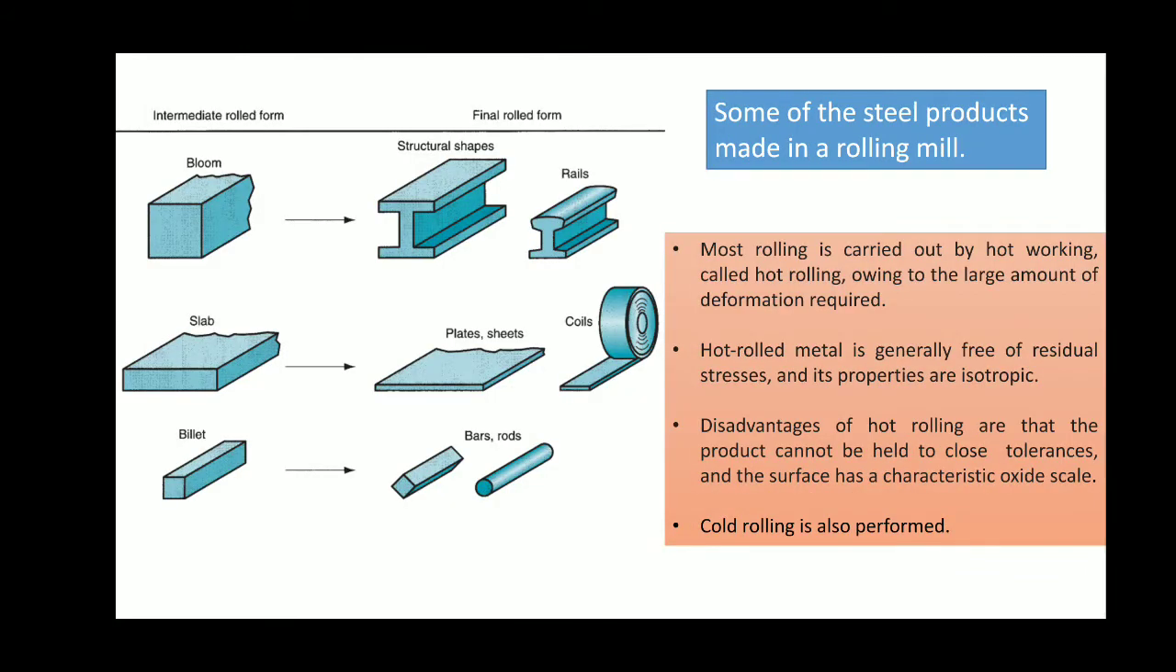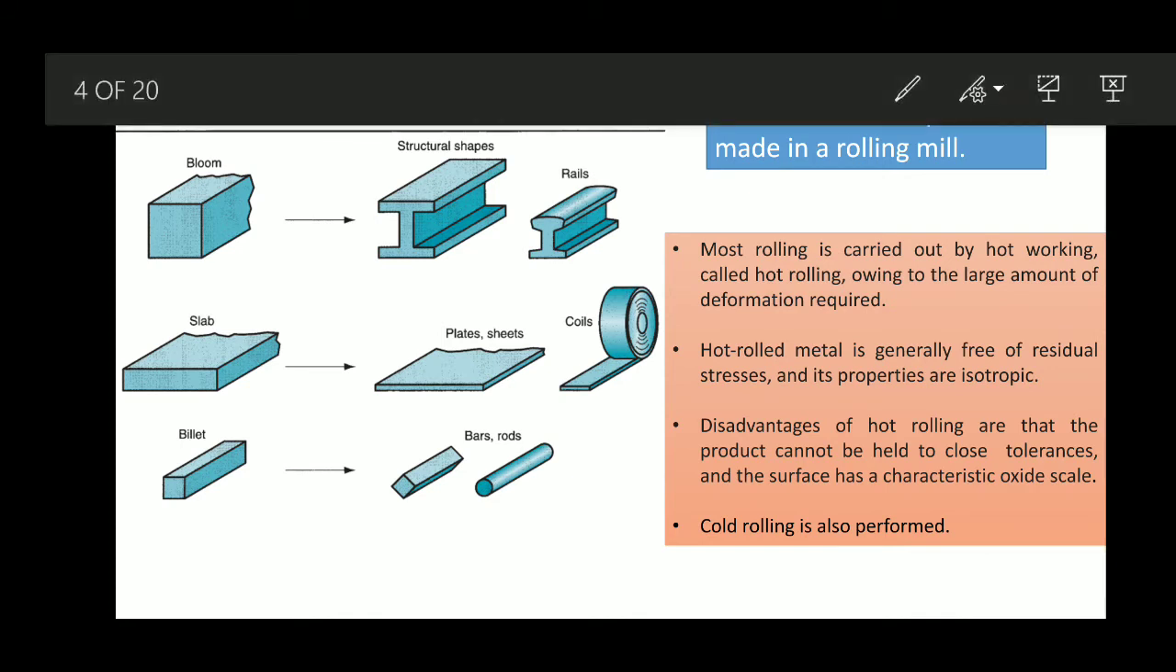In this slide, once again, some of the other steel products which are made in a rolling mill are shown. The rolling mill is the arrangement of all the rollers, and through the rolling mill we basically do the rolling operation.